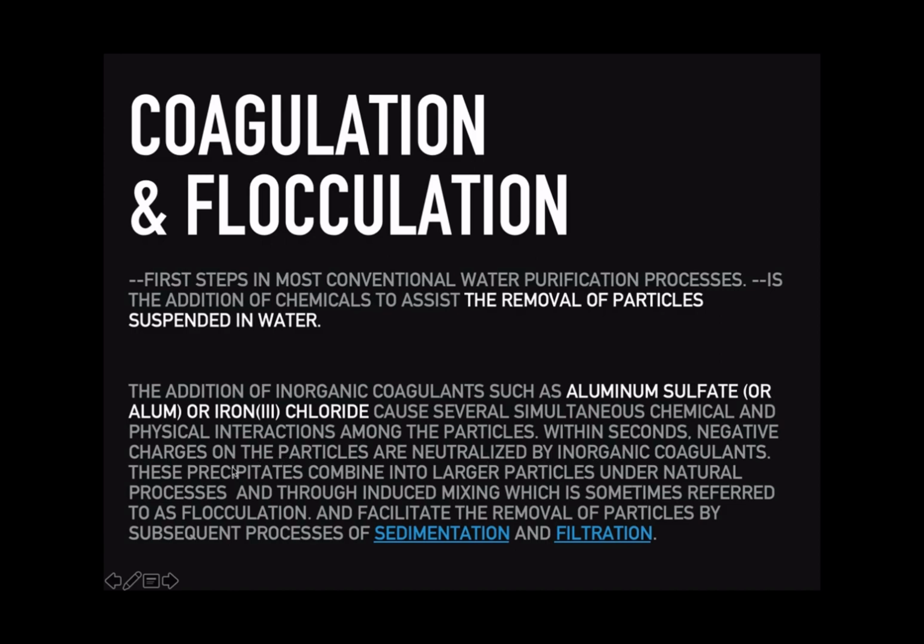And then during the flocculation process, those precipitates will combine into larger particles under natural processes and sometimes by induced mixing, which is referred to as flocculation, and facilitate the removal of particles by subsequent processes such as sedimentation and filtration. So coagulation is the addition of coagulants such as aluminum to form little precipitates with the particles, and then flocculation assists the combination of those small precipitates into larger particles.